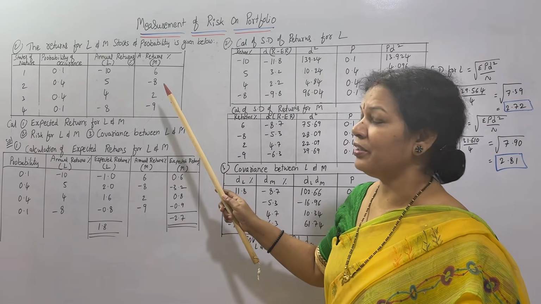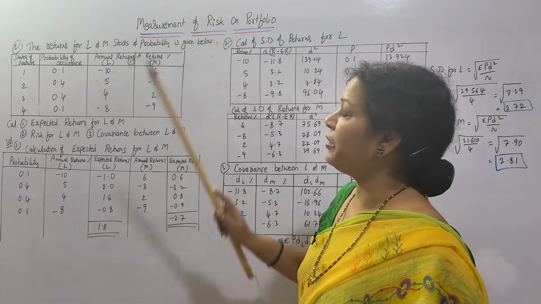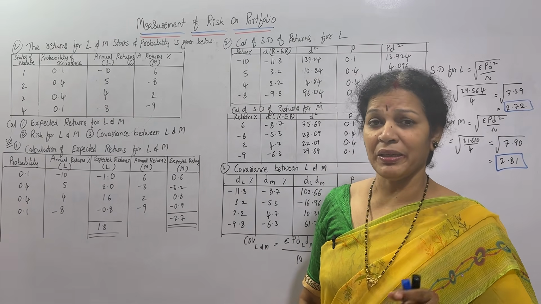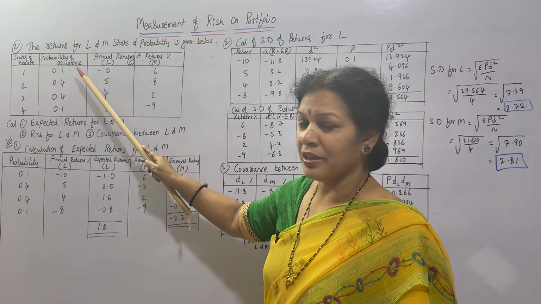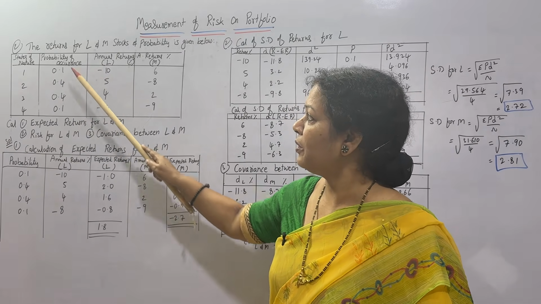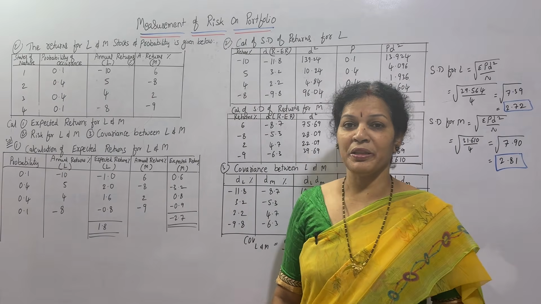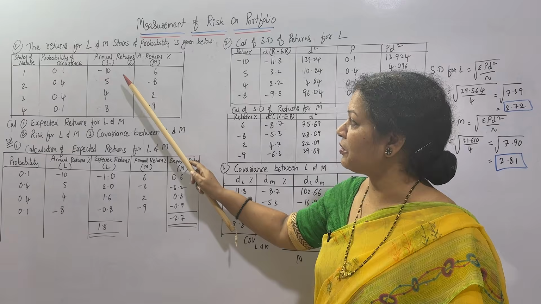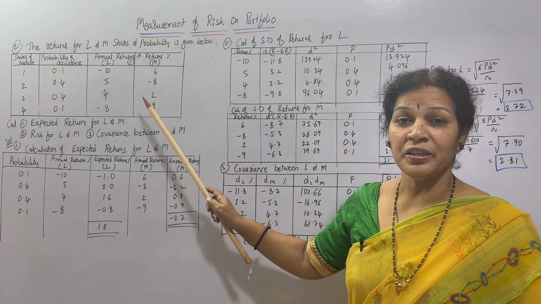The problem is given here. The returns for L and M stocks and the probability are given here. Returns of both the stocks L and M are given, and also the probability. State of nature, probability of occurrence: how much probability is there? 0.1, 0.4, 0.4, 0.1. Probability is given. And annual return, how much will be the return for stock L and stock M, percentage wise, minus 10%, 5%, 4%, like this. Both the returns are given.